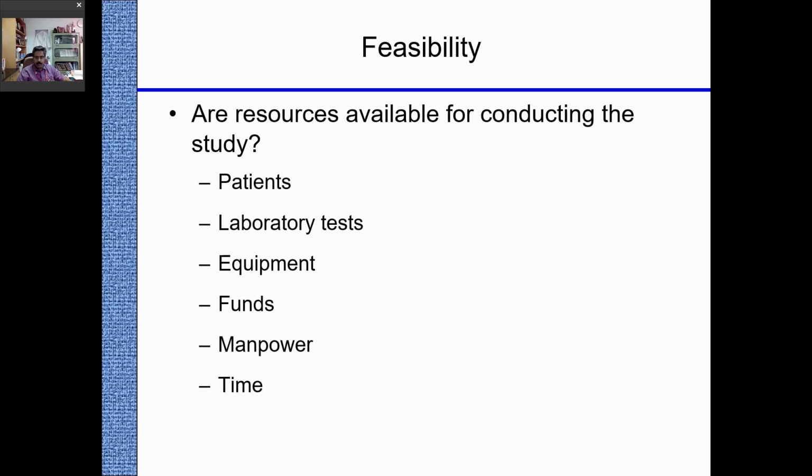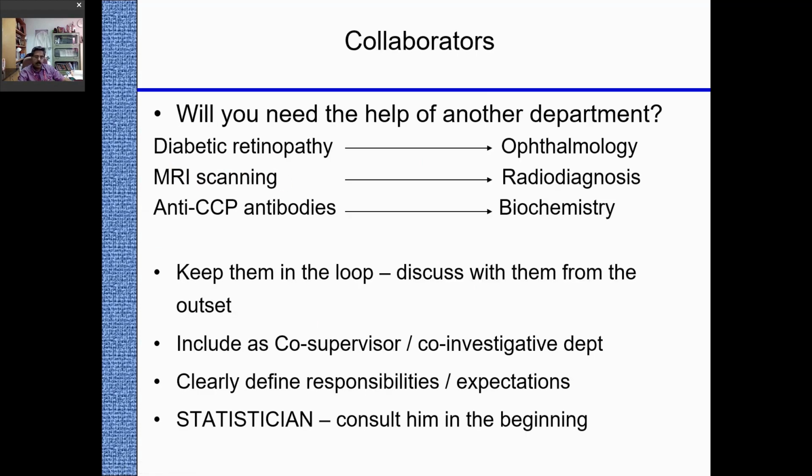Skilled manpower is present or not to perform those activities like tests or surgery or whatever. And time. How much time will it take to study the patients and follow them up? So this is a kind of checklist before you choose your thesis topic. You can use this as a checklist.